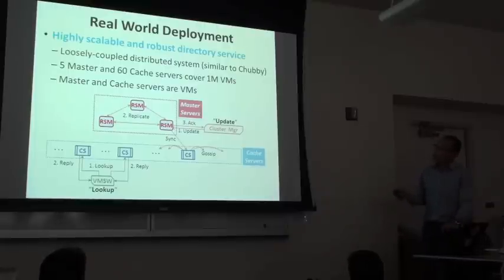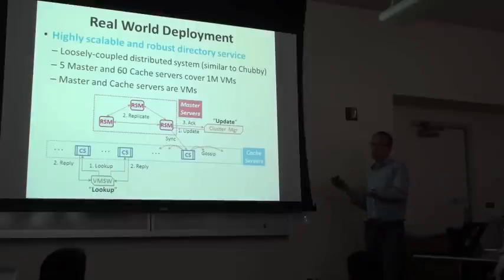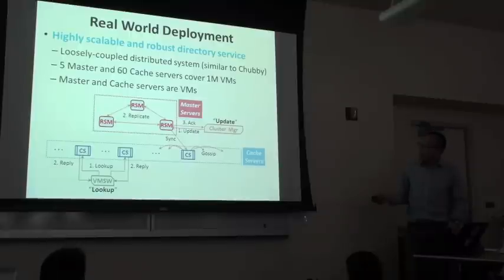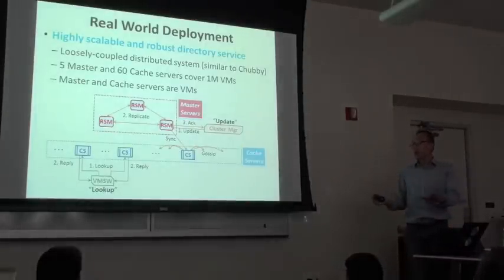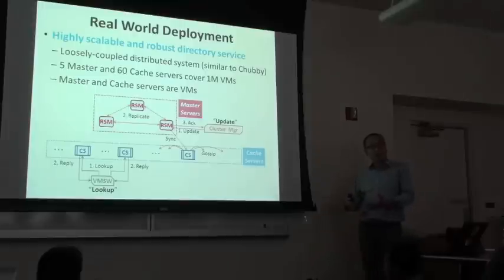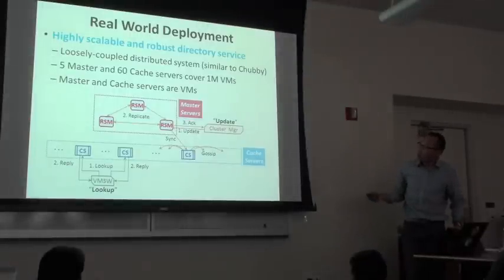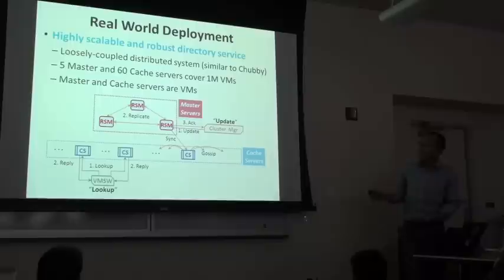So we use this loosely coupled distributed system idea, which is similar to Google's distributed lock service such as Chubby. So basically we have a two-tier design, a large number of read-optimized cache servers and a small number of write-optimized master servers. And between these two layers, I use a loose synchronization protocol. These servers are implemented as software, and they run in regular VMs. So if I need to spin up more of these servers, I can just easily do that on demand, and hence I can meet the increasing workload of the directory service. In production, we use 5 master servers and some 60 cache servers to cover about 100 million VMs.